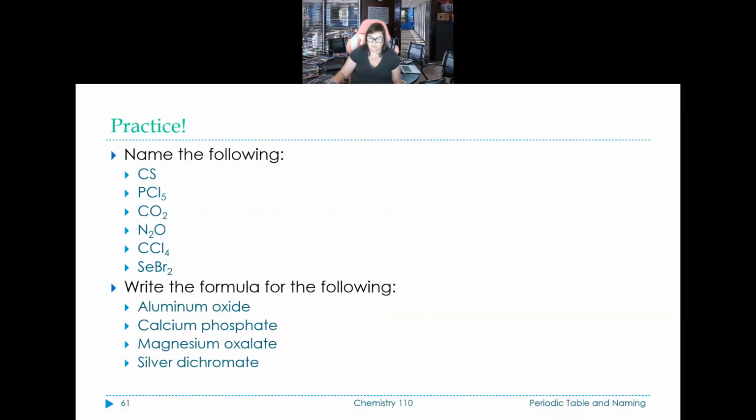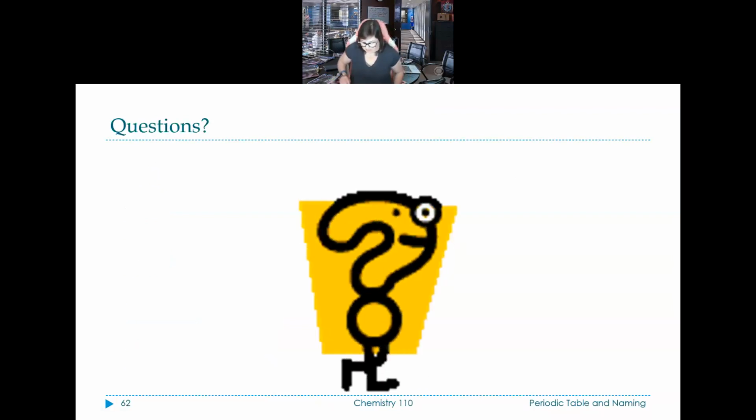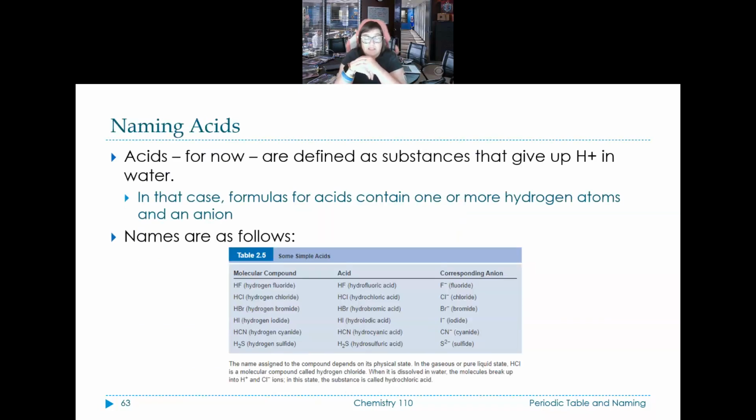Questions. That's the big thing. Now, one more thing we need to start is naming acids. When we talk about acids, we're going to define them as substances that give up H plus in water for now. In that case, formulas for acids contain 1 or more hydrogen atoms and an ion.